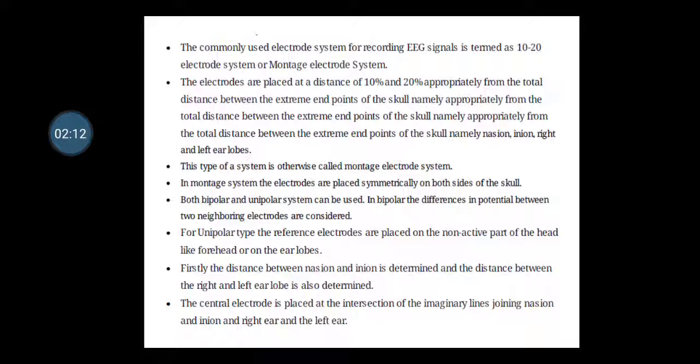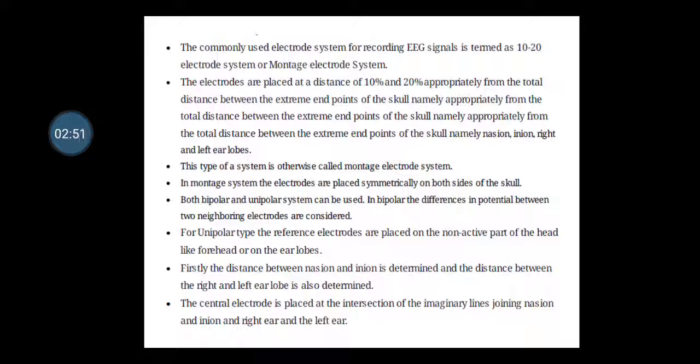The commonly used electrode system for recording the EEG signal is termed the 10-20 electrode system, or the international electrode system. The electrodes are placed at distances of 10% and 20% of the total distance between the extreme endpoints of the skull, and the right and left ear lobes. This type of system is otherwise called the international electrode system.